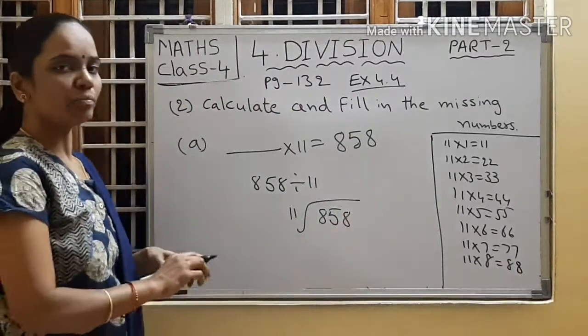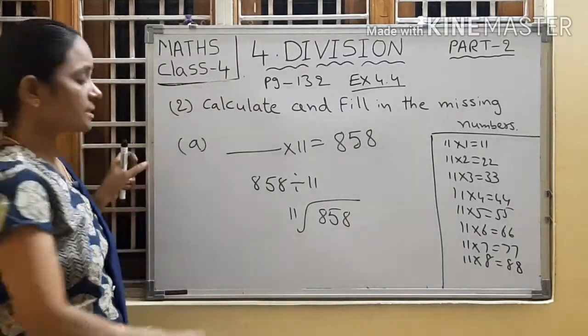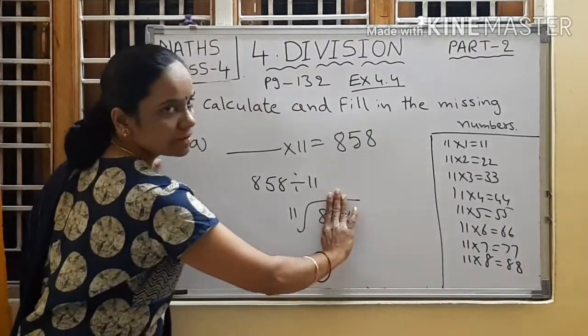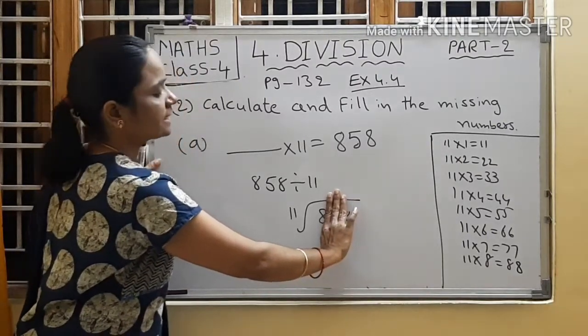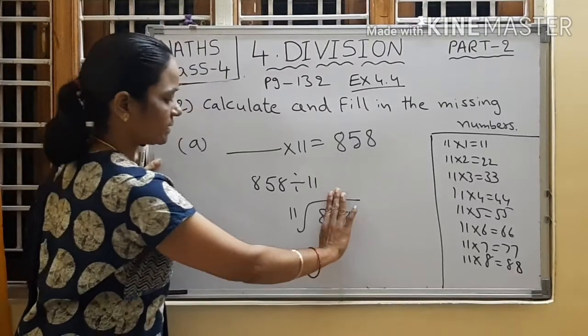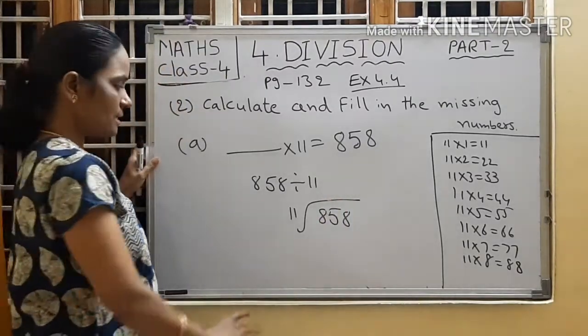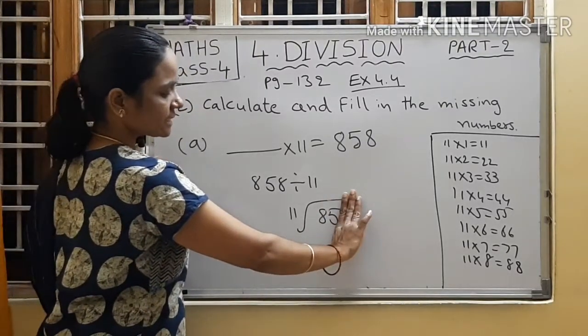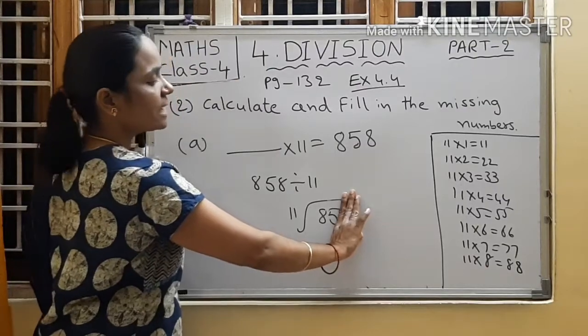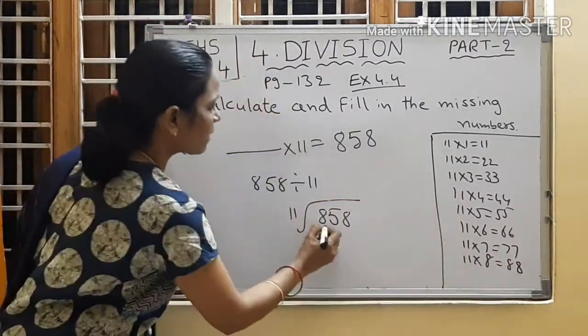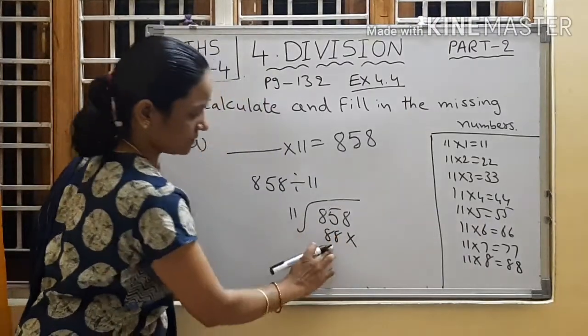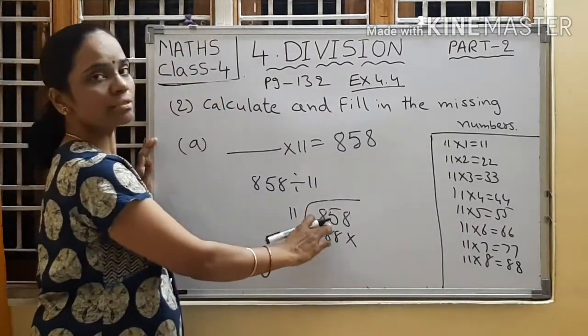Now, how many digits do I have to take into consideration? 8. 11 will not divide 8. 8 is smaller than 11. That is the reason 11 will not divide 8. So what I have to do, take 5 also into consideration. Now it is 85. In the 11 table, do you get 85? No, 88. But I can't write 88 here. 88 is the bigger number, 85 is the smaller number.